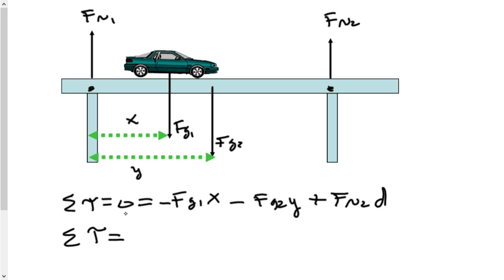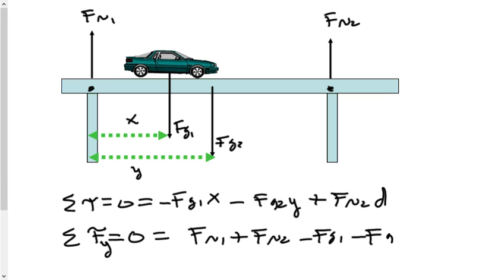So this would be the first condition of equilibrium: the sum of all torques equals 0. The second condition would be the sum of all forces equals 0. So the sum of all forces in the y direction equals 0, equals force normal 1, that'll be a positive pointed upwards, plus force normal 2, that's a positive one pointing upwards, minus force gravity 1, minus force gravity 2.